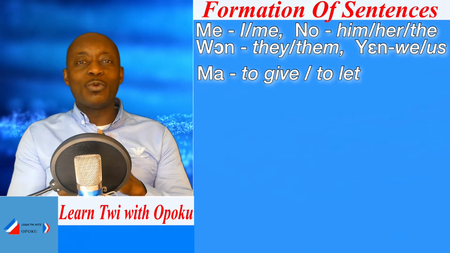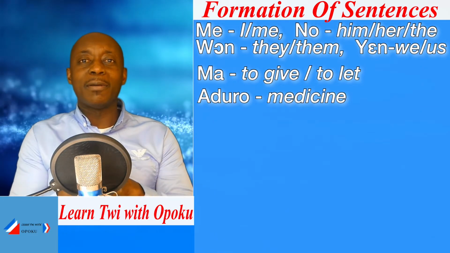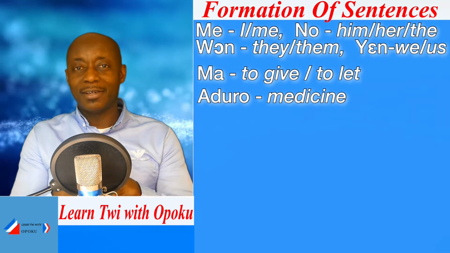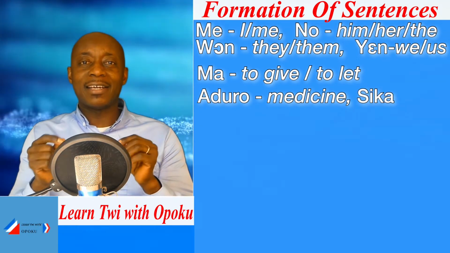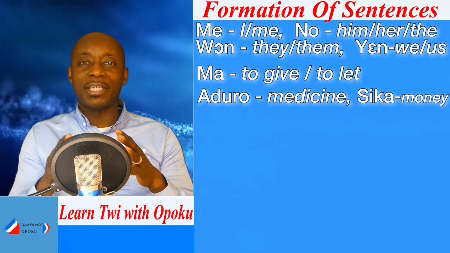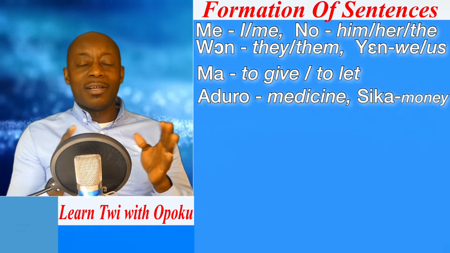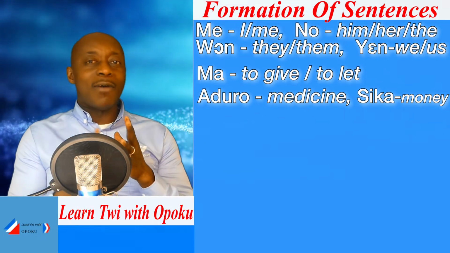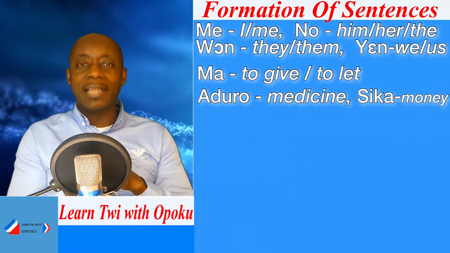The noun that we'll be using is Aduro, which is what? Medicine. Or we can also use sika, which means what? Money. Sika. Well, now we have our pronouns, our verb, and our noun. We can begin to form sentences now.